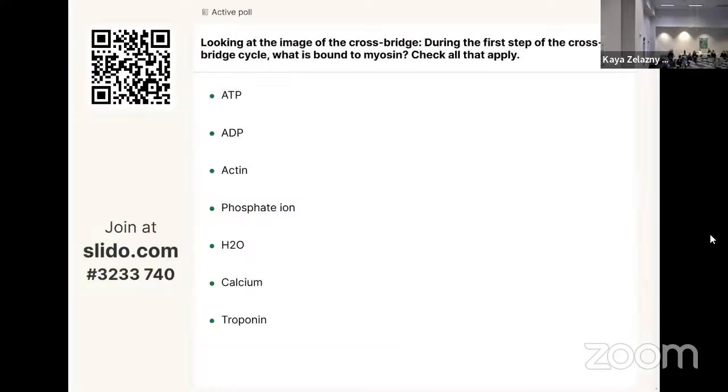So we got a cycle. I want you to take a picture of the cycle in your notes and try and make some sense of it on your own before I walk you through the steps. So I want you to look for that first step. Look for what is bound to the myosin at that point in time where we have our first step of the cross-bridge cycle. There might be a couple things. So check everything that is bound to the myosin that you can see in the image for that first step.